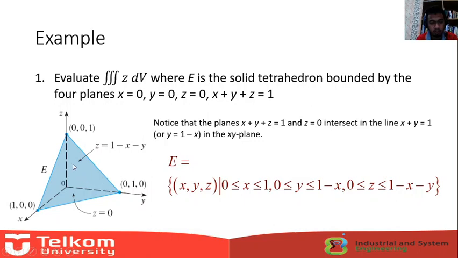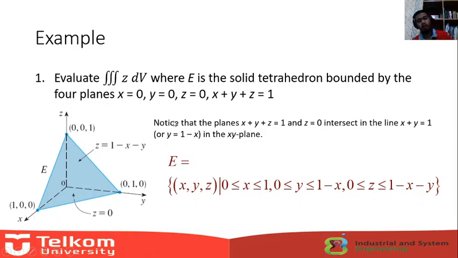So this should be the plane. When y equals 0 and z equals 0, x equals 1. When x equals 0 and z equals 0, y is 1. When x equals 0 and y equals 0, z is 1. So this is the surface of this equation.